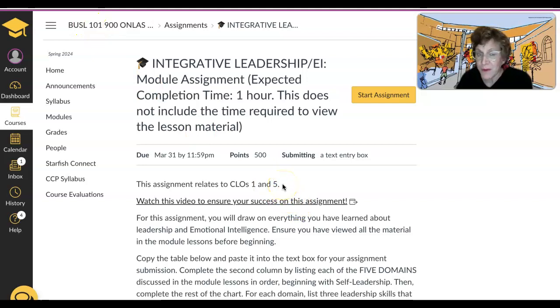First off, if you have not already reviewed all the material in this module and worked your way through the lessons and taken the quizzes that are related to the integrative leadership domains, then you need to go back and do that now. You really cannot complete this assignment without completing each of the prior assignments. So please make sure that you've done that before starting this assignment.